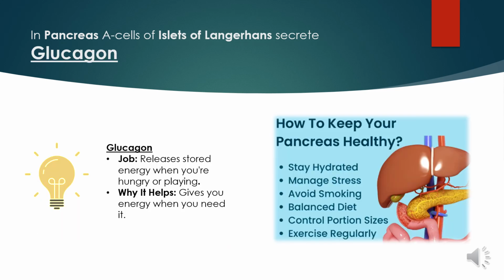In pancreas, A cells of islets of Langerhans secrete glucagon. Job: releases stored energy when you're hungry or playing. Why it helps: gives you energy when you need it.